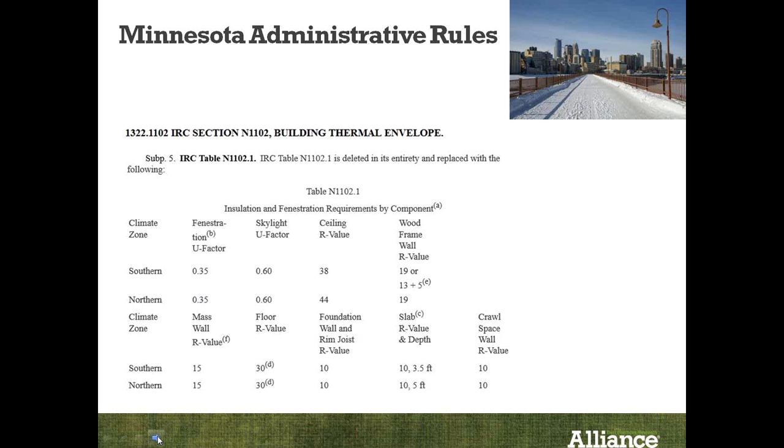So Minnesota, they have an adopted modified 2009 code. Here you can see in a wall frame we have 19 required R value or 13 plus 5 exterior. Next.